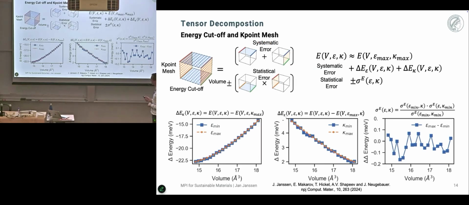Right, so that's what we do here. I also try to illustrate this a bit graphically. So the 2 systematic ones, and then the statistical one where we just use the opposing sides. So we have our value at the maximum convergence parameters. Then we have a systematic correction for the energy cutoff, a systematic correction for the k-point mesh, and then a statistical correction for the last part, which I showed here.